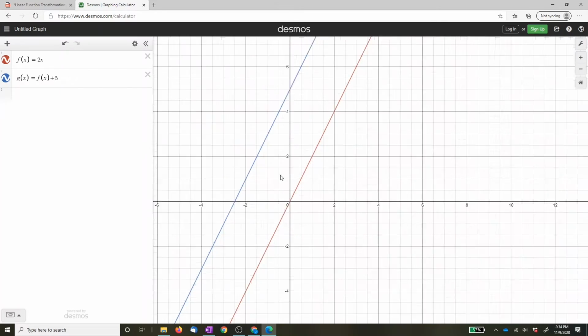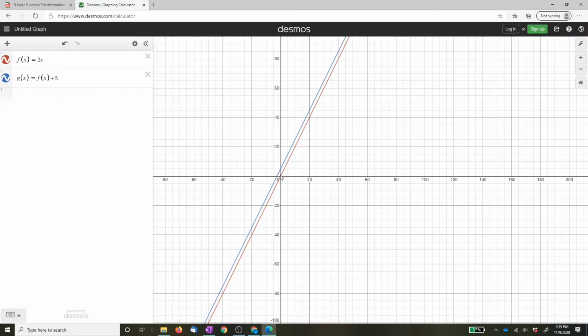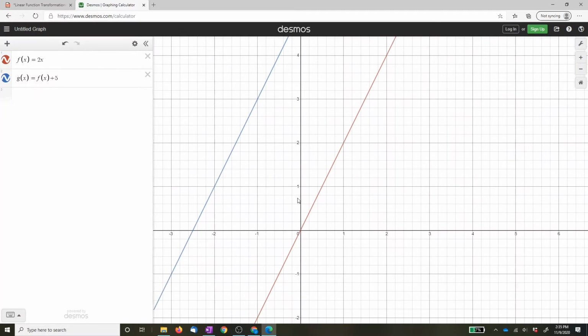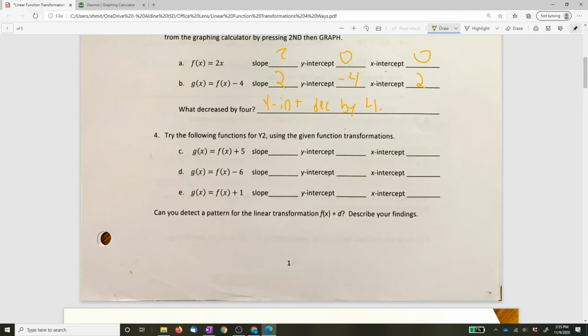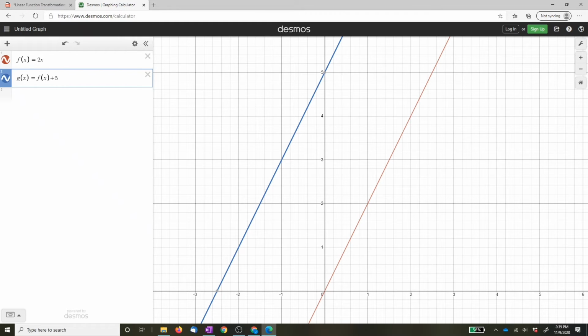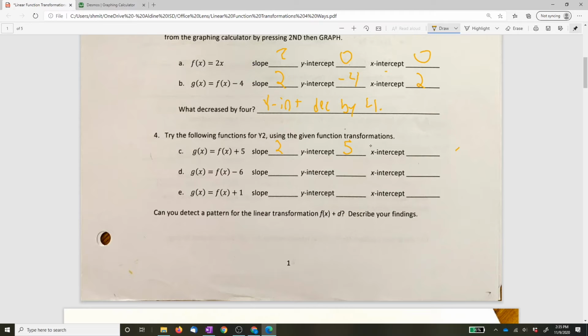These two lines, even if I zoom out, they're not intersecting, so that means that they're parallel. If they're parallel, then they have the same slope, and my y-intercept here is 5. The slope didn't change, so it's still the number 2, and my y-intercept is going to be the number 5. Let's see the x-intercept. It's negative 2.5, 0. Negative 2.5 was my x-intercept.